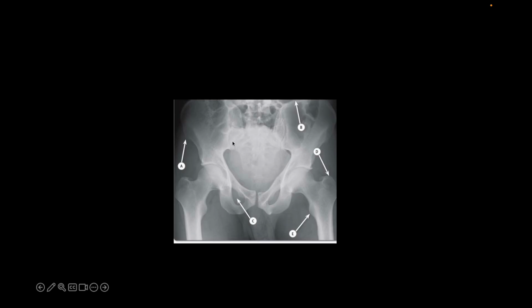So A, again, is your anterior inferior iliac spine, I think, is what they're also looking for. B is your left iliac crest. C is your obturator foramen, which the obturator nerve passes through. And then E is your lesser trochanter, which the iliopsoas tendon attaches to. And then D is your greater trochanter, which the gluteal muscles attach to, specifically minimus and medius.